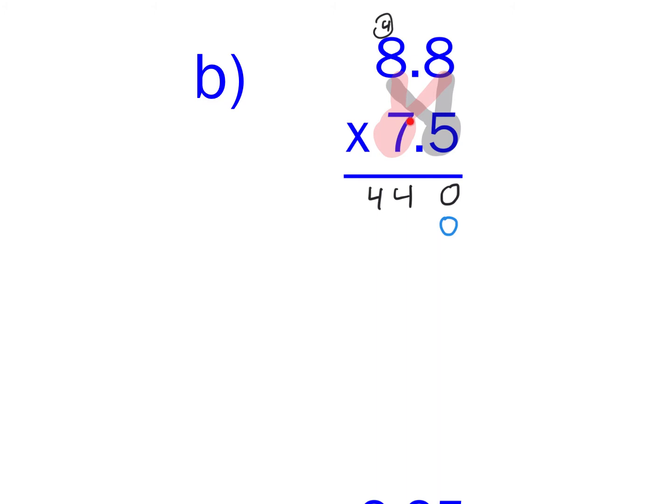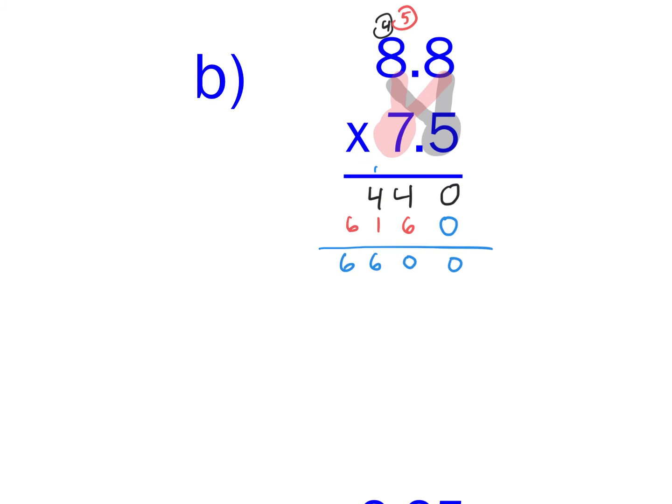So 7 times 8 is 56. Carry the 5, and 7 times the other 8, still 56. Add the 5, and we're going to get 61. And then it's just a matter of adding these together now. So that's 0, 10, carry the 1, 6, 6.